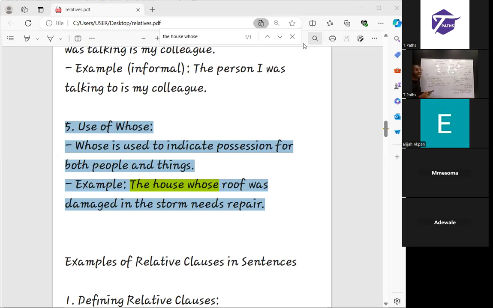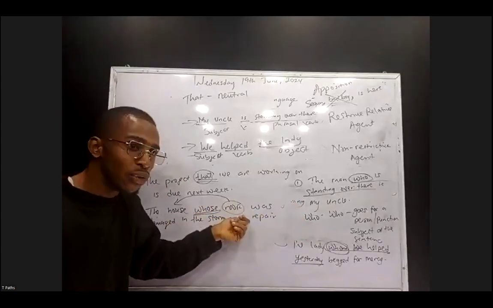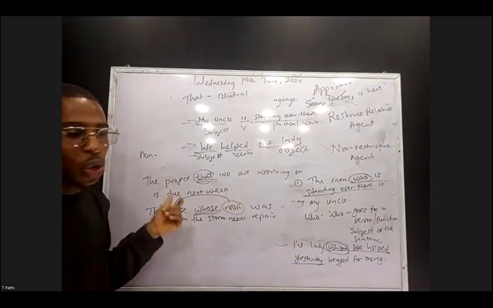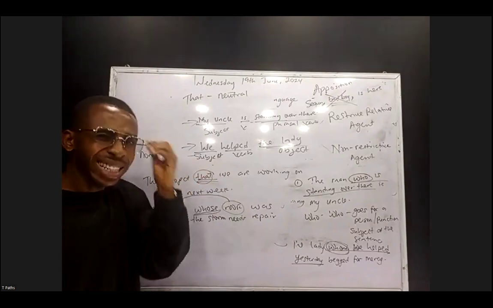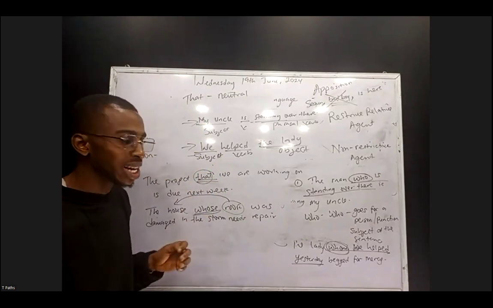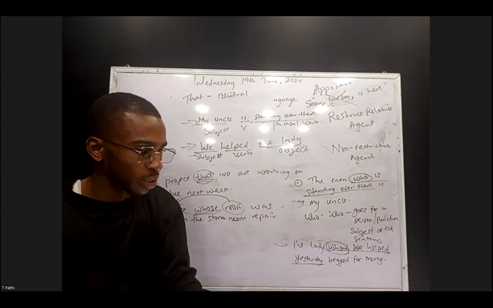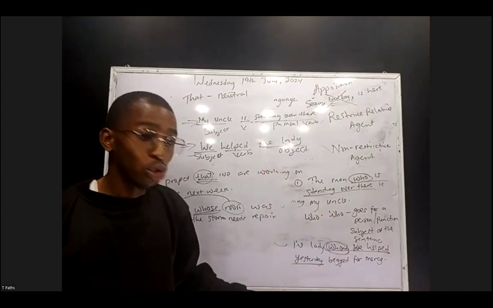The girl whose mother was killed last night. Which means the mother belongs to the girl. In the earlier case, the roof belongs to the house. So whenever you are using whose, it's not just the general form; take note of how you use it. Whose is majorly for possession. So you want to indicate that this particular thing belongs to this particular person or thing. What you need to do is use whose.